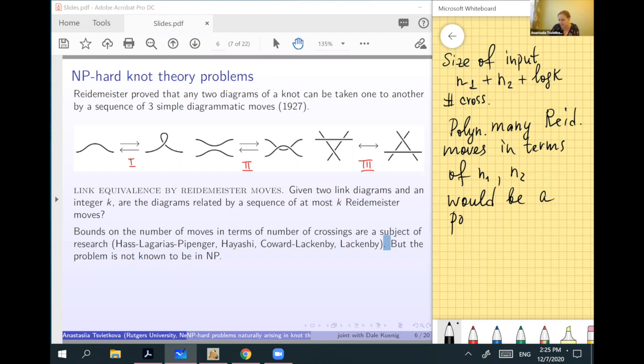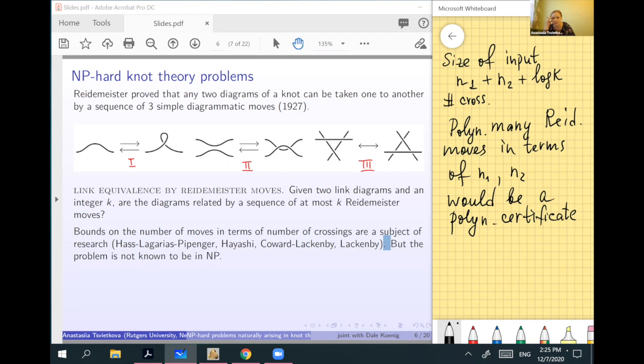However, we don't have that polynomial certificate. So the bound that we have is only for unknotting. Lackenby actually announced another result where he says that there is a polynomial upper bound for arbitrary links, getting one diagram to another. However, the polynomial will be dependent on the link.